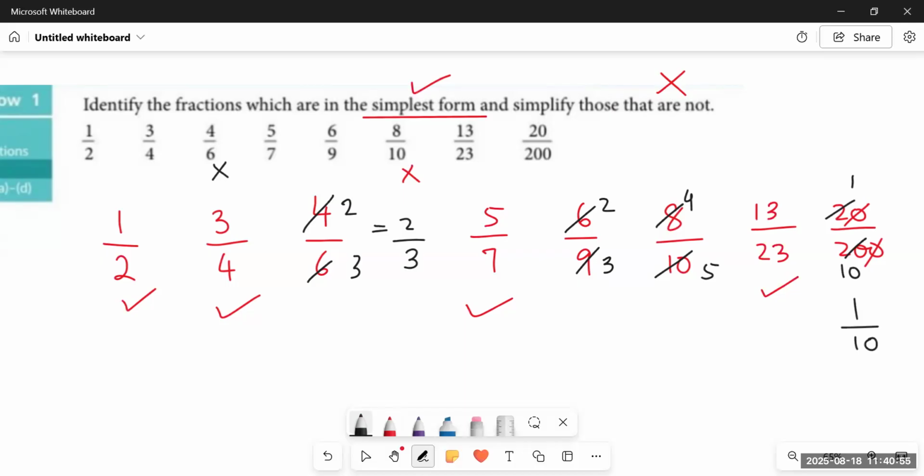So students, which of these fractions are in their simplest form? 1 by 2, 3 by 4, 5 by 7 and 13 by 23. So what have we learned so far?